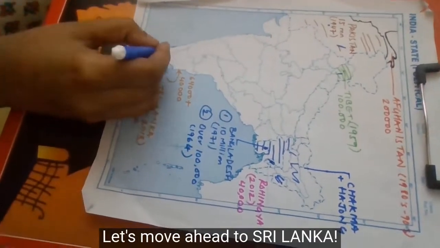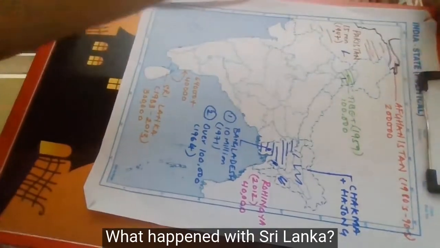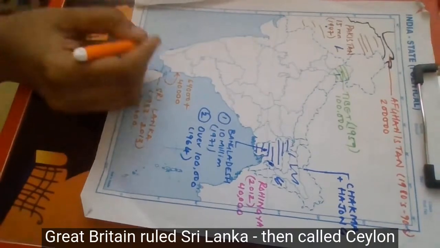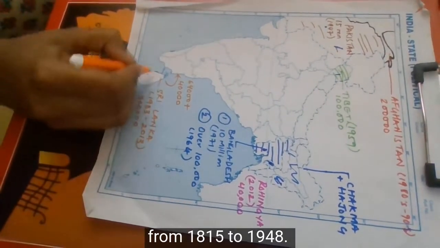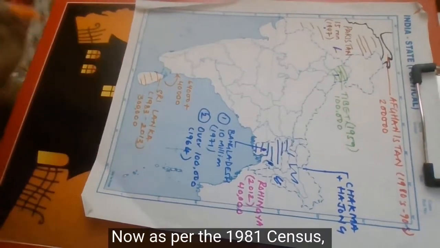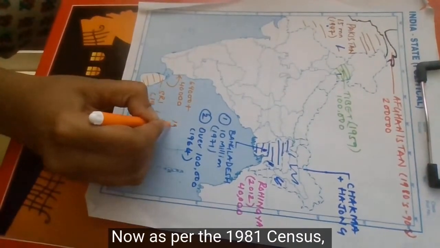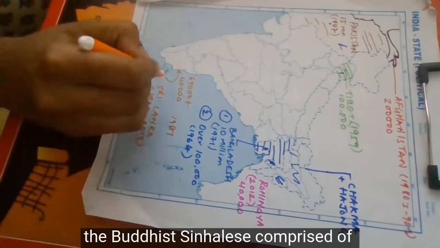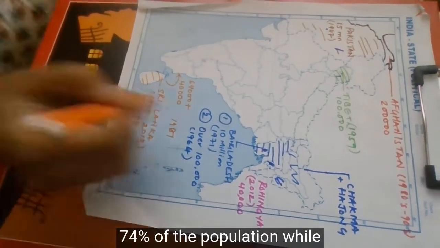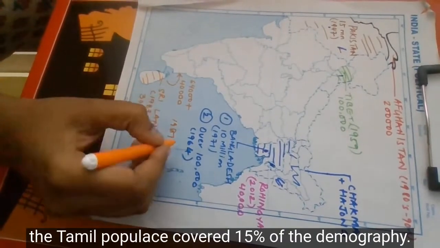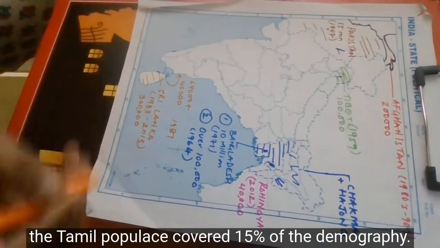Let's move ahead to Sri Lanka. What happened with Sri Lanka? Great Britain ruled Sri Lanka, then called Ceylon, from 1815 to 1948. Now, as per the 1981 census, Sinhalese, the Buddhist Sinhalese, comprised 74% of the population, while the Tamil populace covered about 15% of the demography.